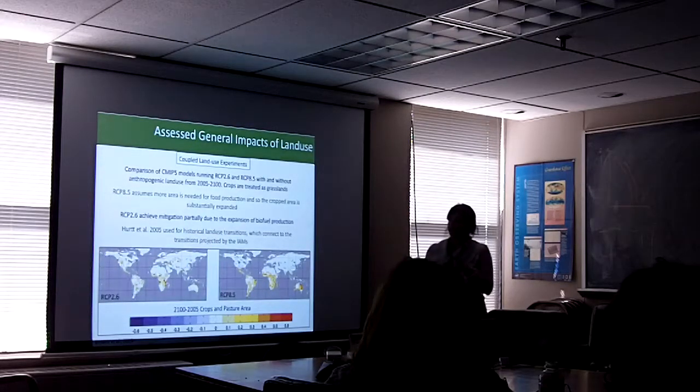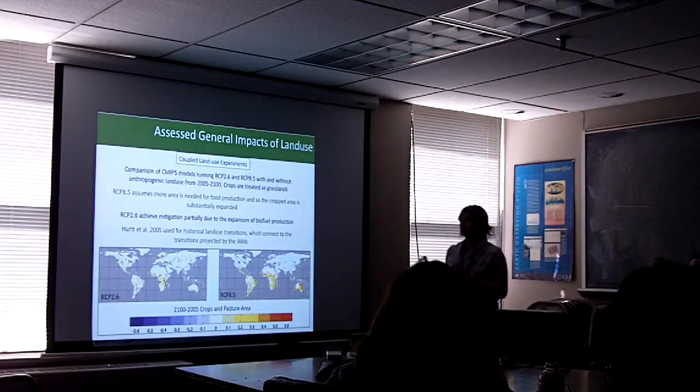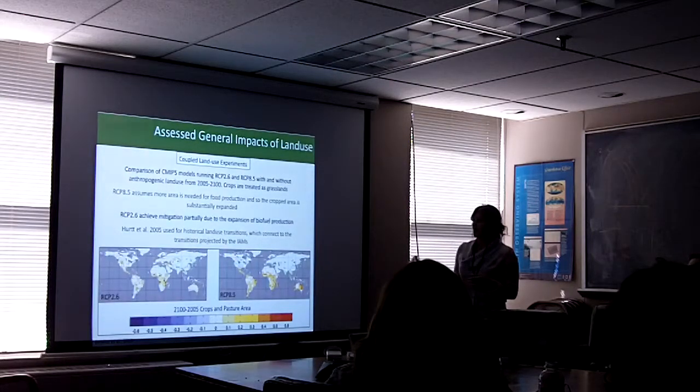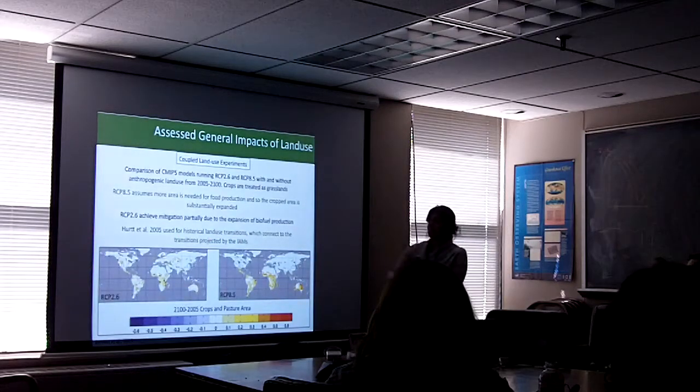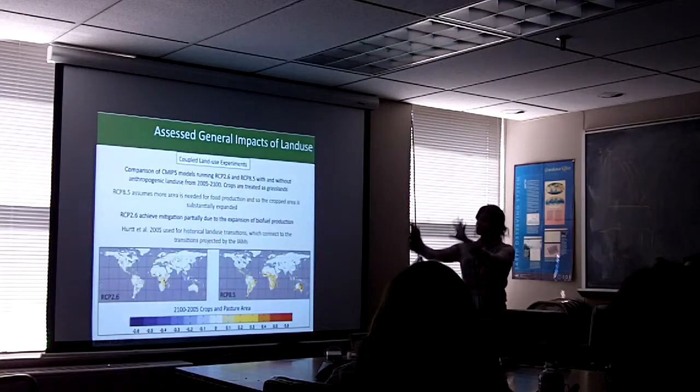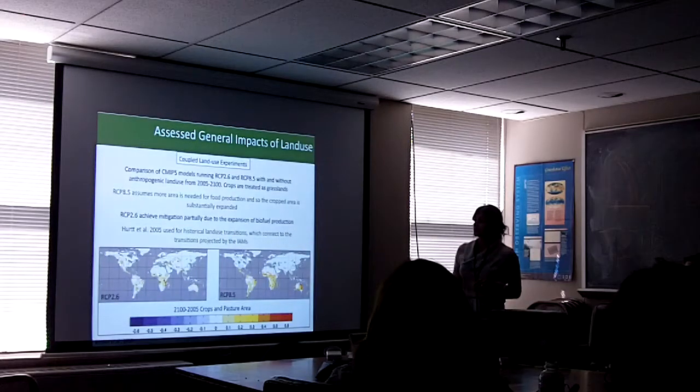So we have to consider these. Now, these are just sort of one trajectory for each RCP, okay, which will be important a little bit later when I bring this up. So the Hurtt et al. 2005 was used for the historical land use transitions, and that was made to connect seamlessly to these future projections based upon the RCPs.